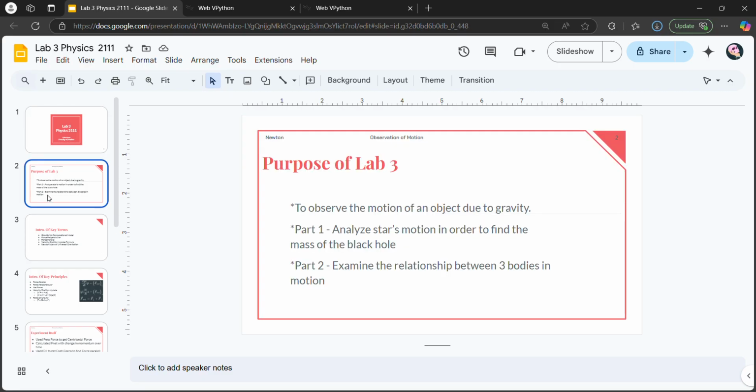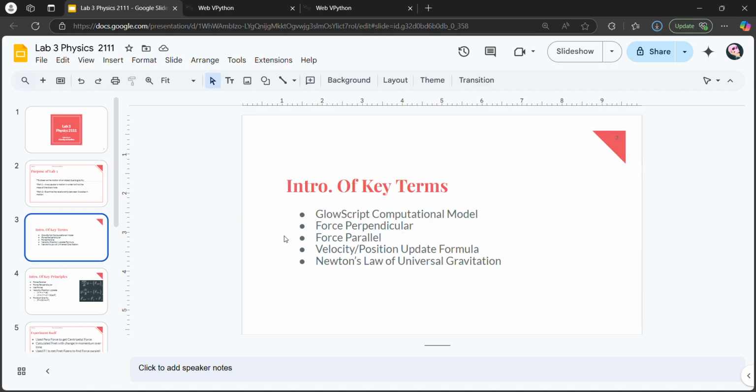The purpose of Lab 3 is to observe the motion of an object due to gravity, with Part 1 being to analyze the star's motion in order to find the mass of the black hole, and Part 2 to examine the relationship between three bodies in motion. Introduction of the key terms is that we'll be using the GlowScript computational model for this. We'll be using force perpendicular, force parallel, the velocity and position update formula, and Newton's law of universal gravitation.